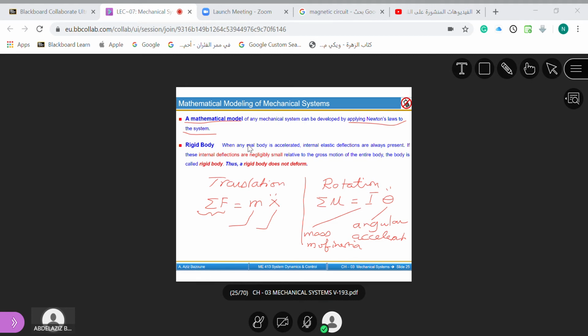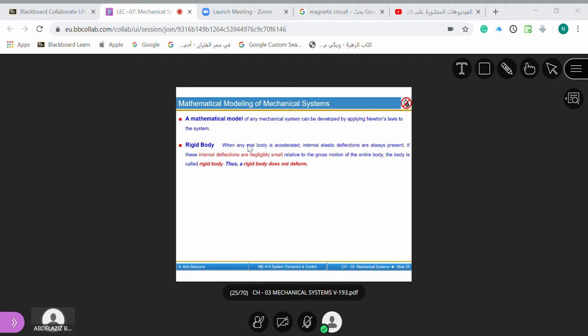If you remember, in dynamics, we were using this like this. We wrote sigma force is equal to mass times acceleration. Here we have our rigid body, or the body. You have the forces acting on it.